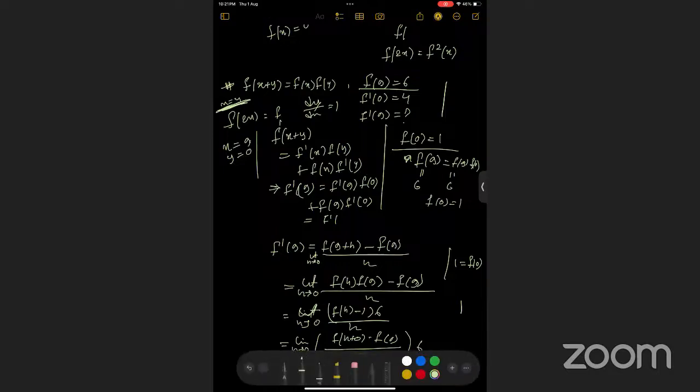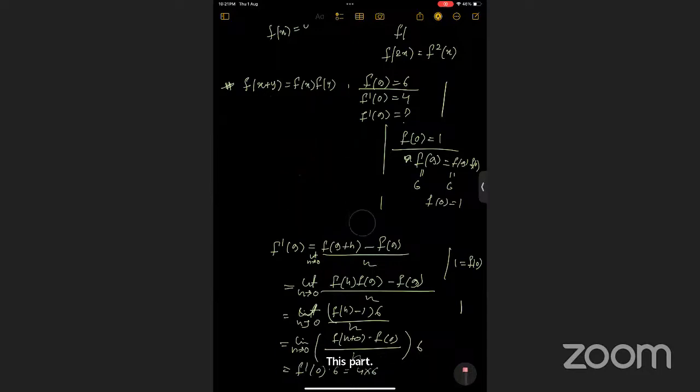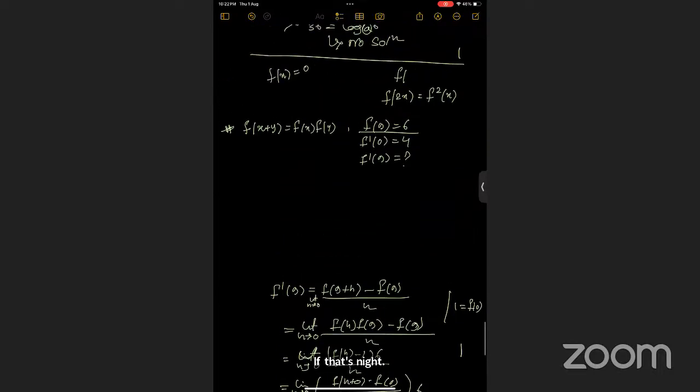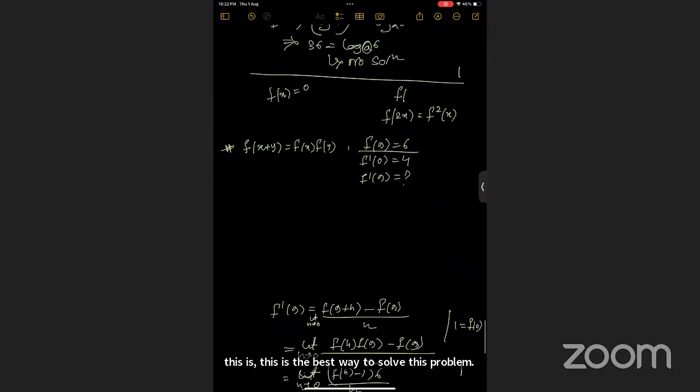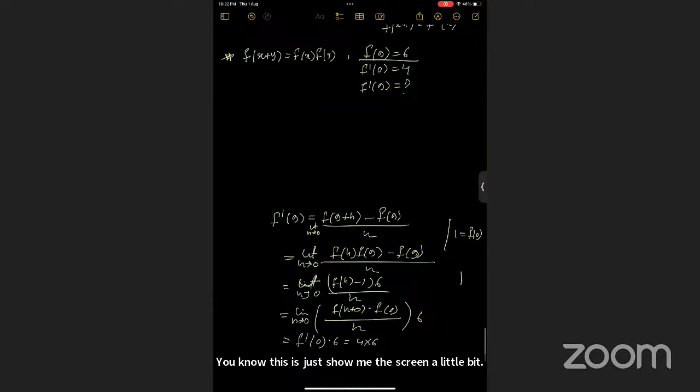Forgot about this part. Good. So this is the question and this is the answer. Yeah, this is the best way to solve this problem actually. It very really came to my mind. Wait, no, just show me the screen a little bit. Yeah. f dash 9 is 9 plus h. Okay, understood. Fine. Acha, f dash 9 is given as 6.